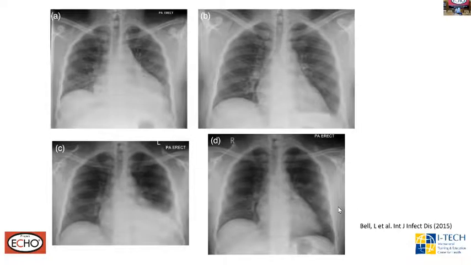So this tends to be the sort of chronology we see in TB with IRIS. You start treatment, there's initial improvement, then a paradoxical worsening, and you keep the treatment going with some anti-inflammatories, or in the case of a TB pericarditis, some steroids, and everything gets back on track.